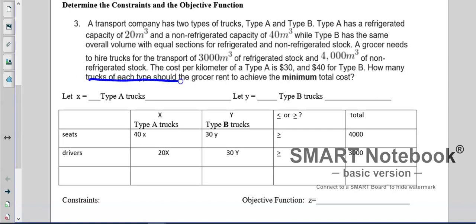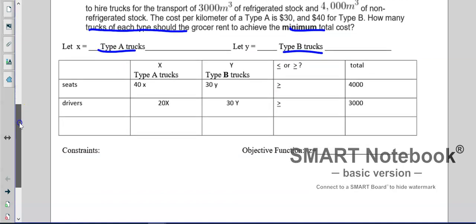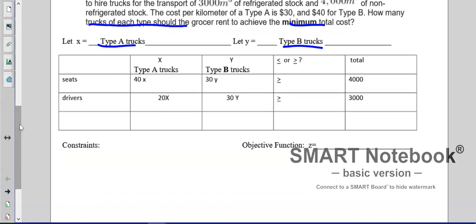Okay, so trucks of each type right there in the question tells you your x and y are going to be type A trucks and type B trucks. And you want to minimize the cost. All right? So at the end, if we want to work this problem all the way through, we want to plug in the corner points and get the minimum cost. Now, this is already filled out for you. You're just going to write the constraints. All right? So if you're working through, though, you would say, A and B is your x and y. So you label those here and here.